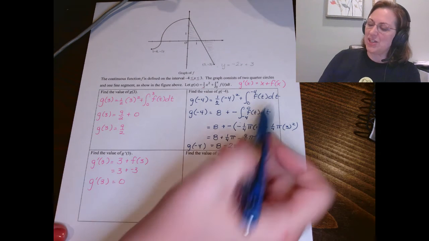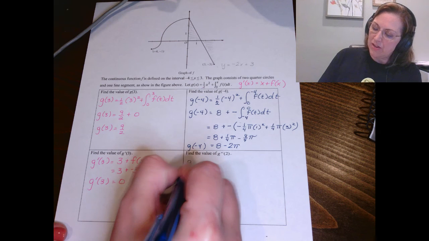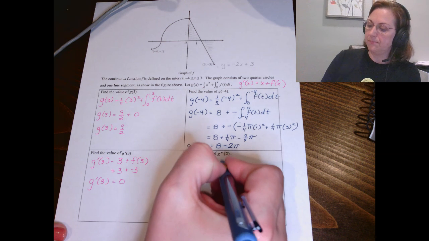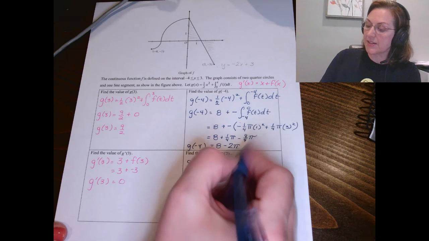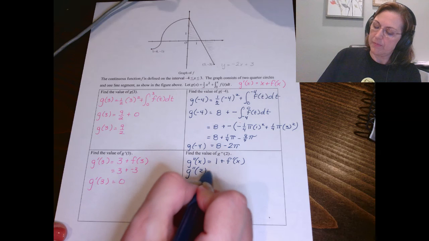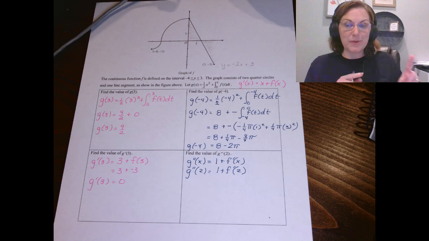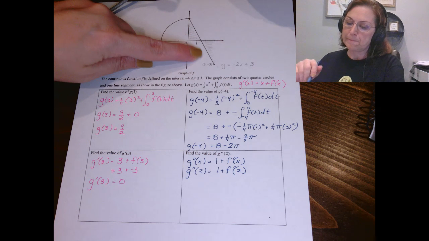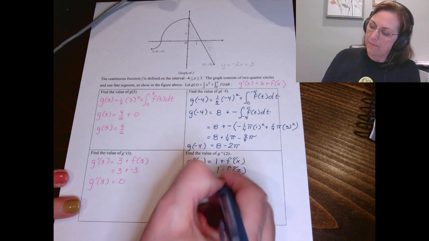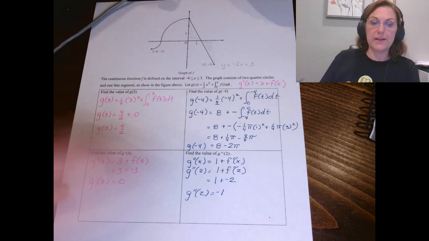All right, now let's find g double prime. We have g prime, so take the derivative here. g double prime would be the derivative of x, which is 1, plus the derivative of f of x, which is f prime. So now you can plug in 2. Now, f prime of 2 means to go find the slope on this graph at 2. Okay, we found it earlier, that gave us -2. So it looks like g double prime of 2 is -1.